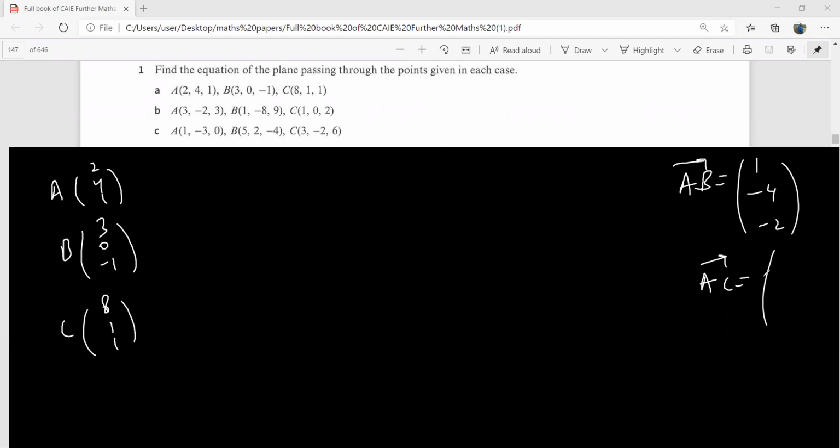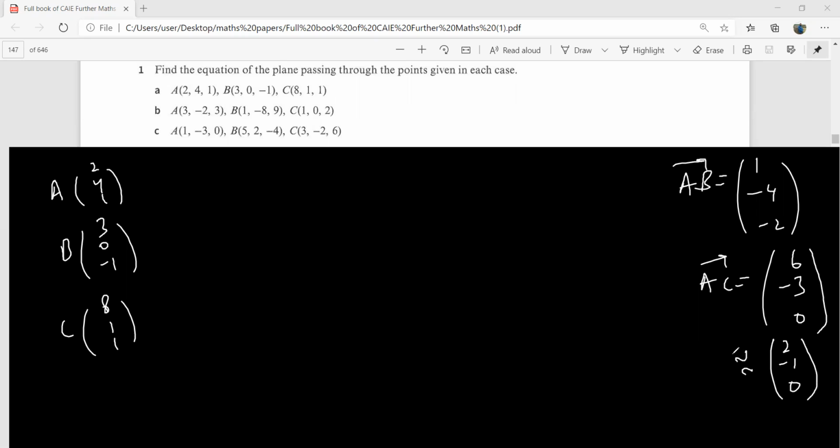AB is 3 minus 2 is 1, 0 minus 4 is minus 4, and also we have -2. It is minus 2 beta. Okay. AC, it is 8 minus 2 is 6, and 1 minus 4 is minus 3, and 1 minus 1 is 0. And you can write this one as 2 minus 1, 0 as well.